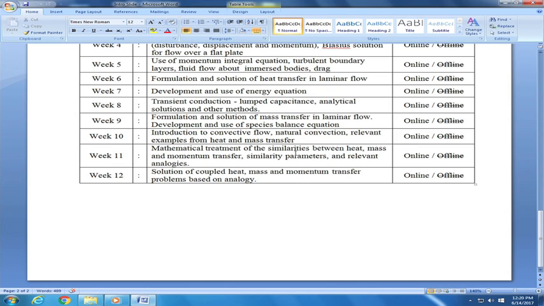At this point, we would start to see that these three processes, heat, mass and momentum transfer, have significant similarities between them. So, how can we mathematically treat this similarity between heat, mass and momentum transfer? We would see that some similarity parameters and analogies can be obtained out of these treatments, and this would enable us to formulate, model and solve coupled heat, mass and momentum transfer problems based principally on analogy.